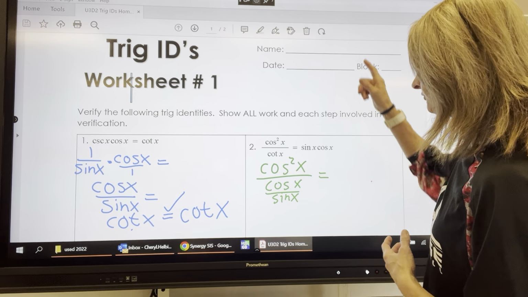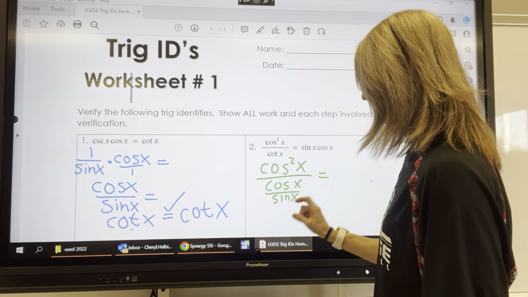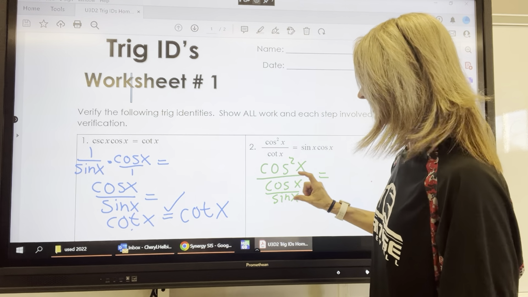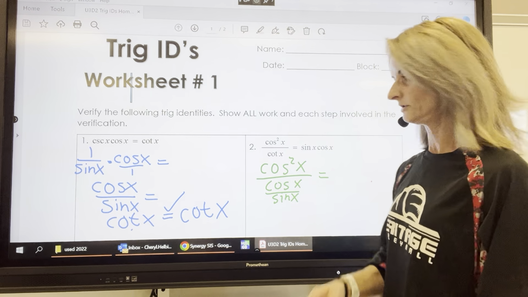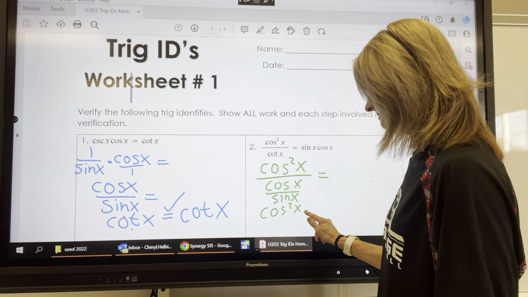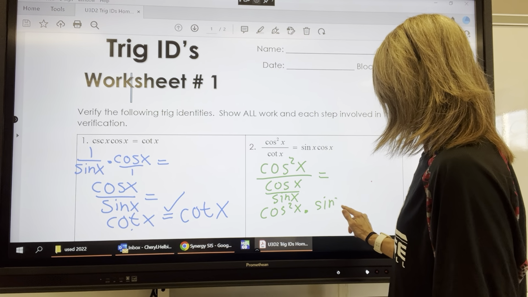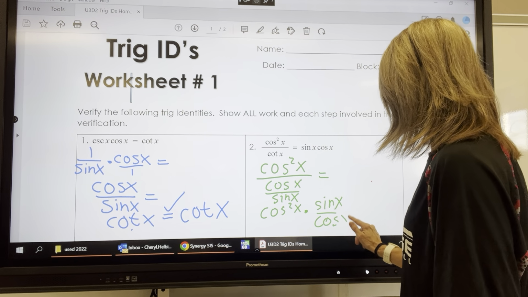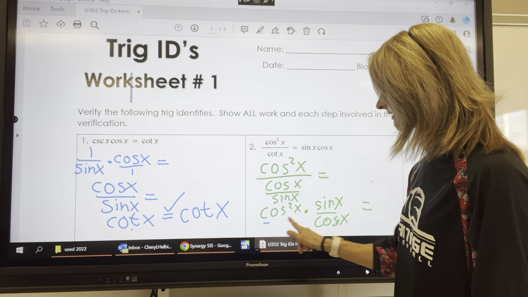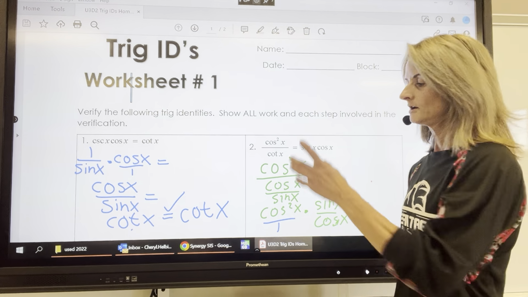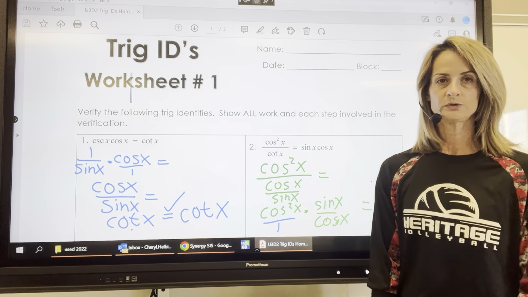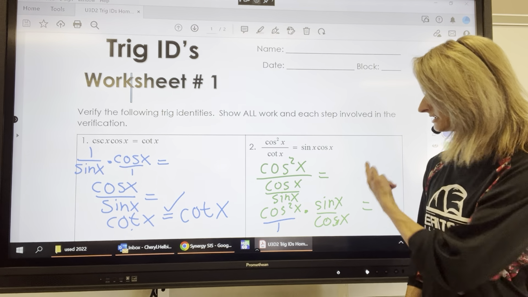So now we can do keep, change, flip. So if I rewrite this as keep the numerator, change division to multiplication, and then flip this as sine over cosine, and I'll just rewrite that. I've got cosine squared of x times the sine of x over the cosine of x. One of those cosines, and I can't forget my equal sign, is going to cancel because this is like cosine squared over 1. So I've got cosine squared in the numerator now and one cosine in the denominator. So I can cancel one of those cosines. And then it's going to look like the right side.